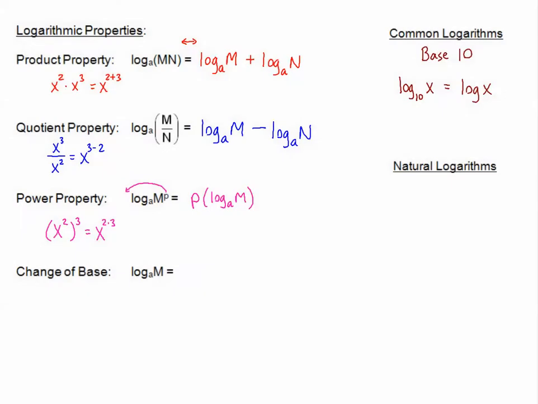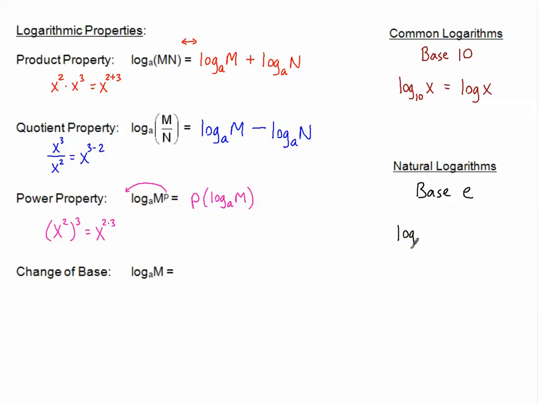There we go. So that's base 10. When you have a base of 10, we don't write the base, we just have this. The natural logarithms have a base of e. E is an irrational number, sort of like pi. I guess it's the second most famous irrational number, base e.